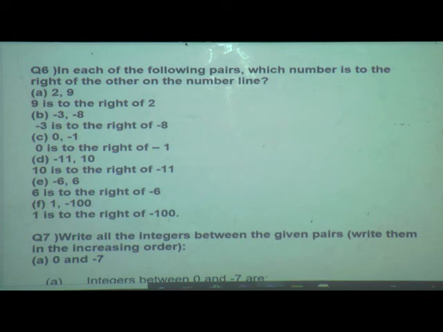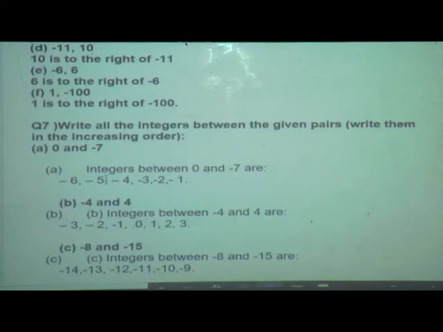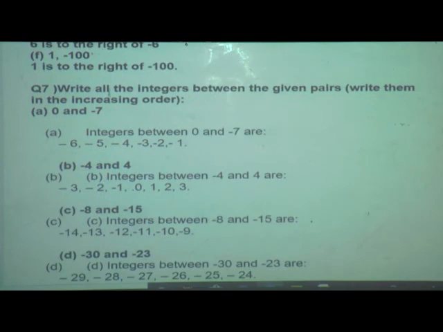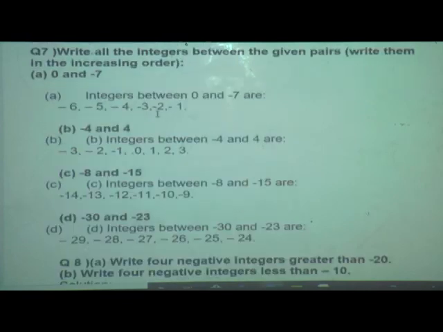So I have explained the first and second one. In this way only you can draw the number line and try to solve this. You can get which lies to the right side of whom. Next question. Write all the integers between the given pairs. Write them in the increasing order.